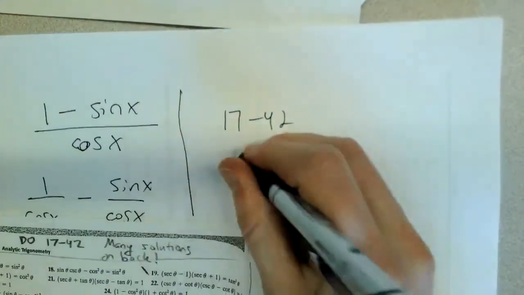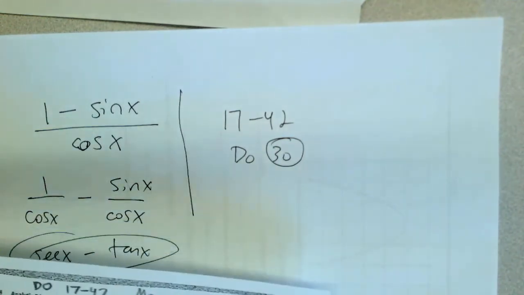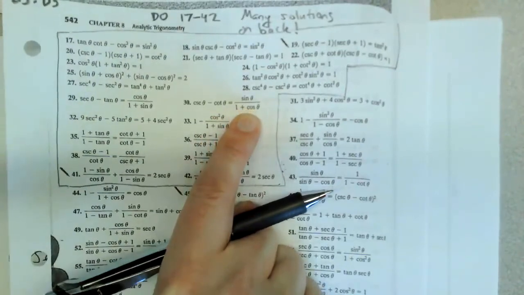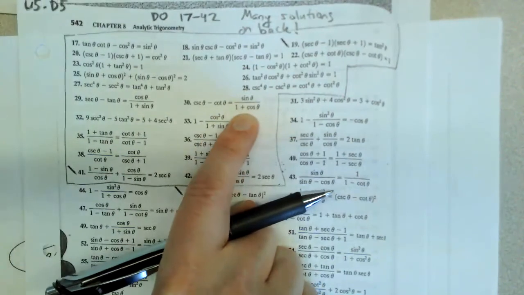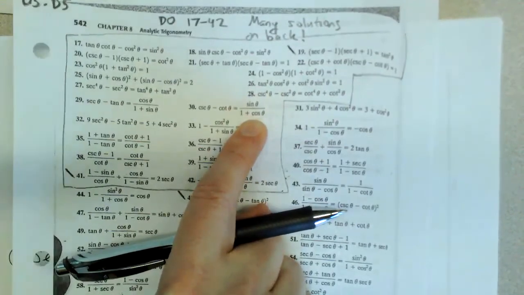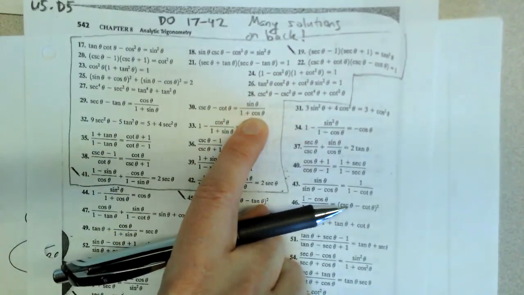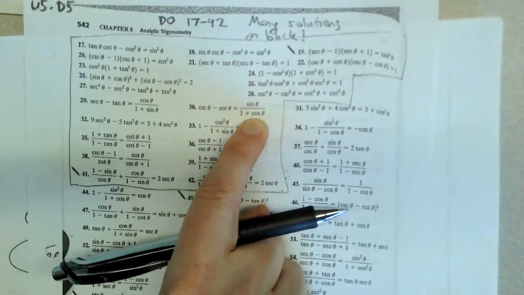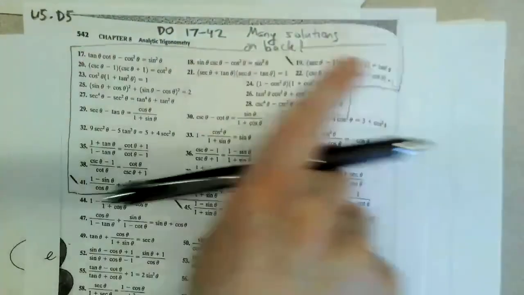But what I want you to do is do number 30 first. Because number 30 is just like the one I just did. Sine over 1 plus cosine. Do you see it's kind of similar? Start with the right-hand side because it's the more complicated side, and do this trick that I just mentioned about multiplying top and bottom by the conjugate. So you're going to multiply top and bottom by 1 minus cosine, and see if you can turn it into the left-hand side. After you do that one, just go back to 17 and work through.